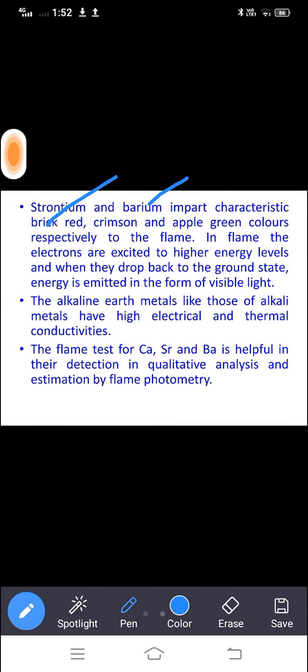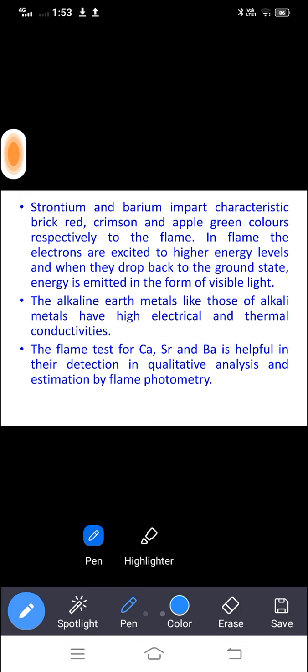Calcium, strontium and barium impart characteristic colors. Strontium gives a crimson red. This we will do on the YouTube channel, and I will display it to you. So strontium gives crimson red, barium gives apple green, and sodium gives yellow, as already discussed. Because the size of these elements is larger, the electron can easily be excited. When you heat it, it easily goes from the ground state to the excited state, and it will give the characteristic color.